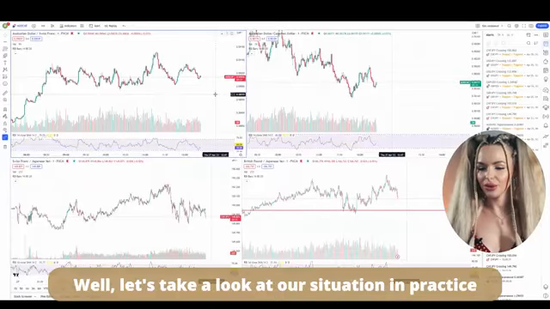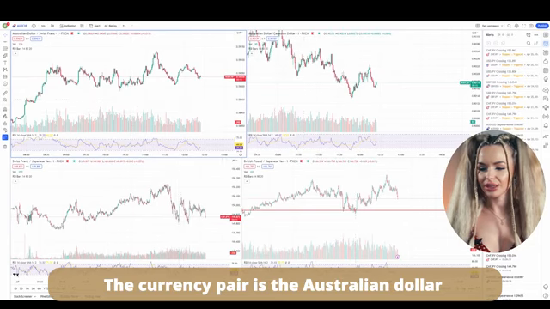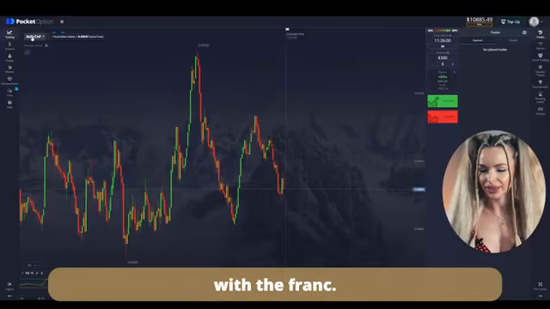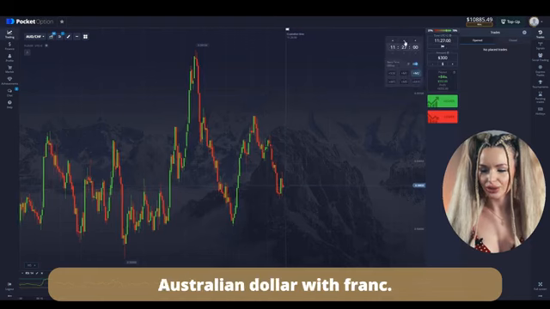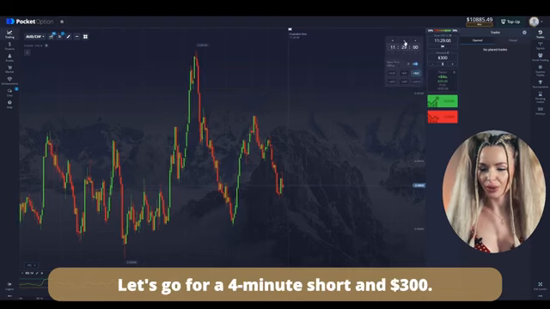Well, let's take a look at our situation in practice. The currency pair is the Australian dollar with the franc. Let's switch to our market, Australian dollar with franc. Let's go for 4-minute short and $300.